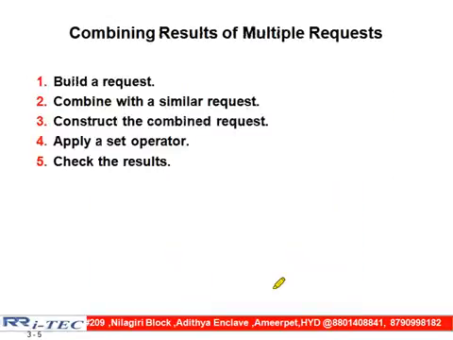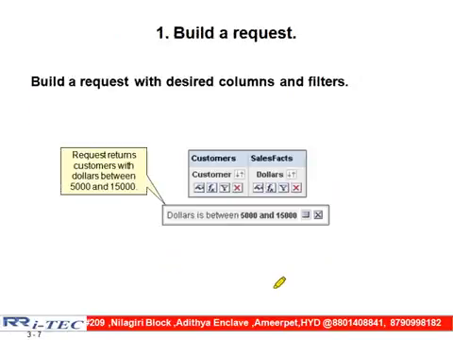Right. To implement this, I am following 5 steps. First step is to develop a request. I am taking 2 columns: one is the customer column, second is the dollars column. And we have dollars between 5,000 and 15,000. That means I am capturing customers who paid 5,000 to 15,000. The request returns customers with dollars between 5,000 and 15,000.